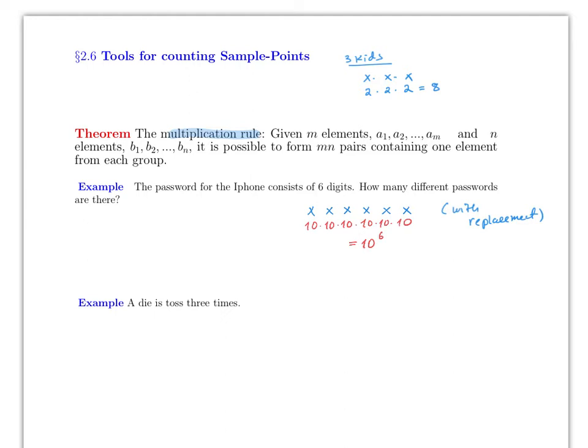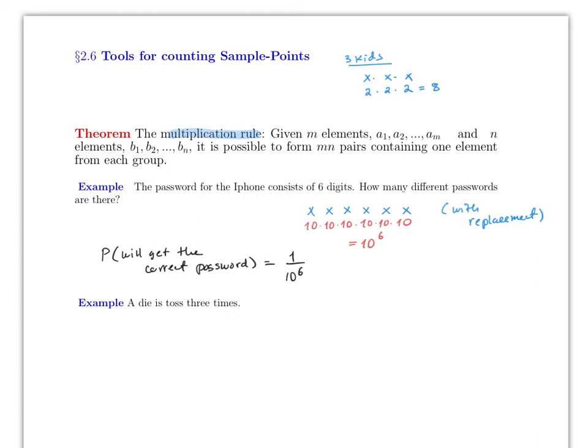So therefore the probability that you will get the correct password on the first try will be 1 over 10 to the 6. Now, if you cannot use the same number again, meaning you cannot repeat it, then it's called without replacement. Like, let's say that once you use the number 4, you cannot use it again. Then the next one will be 9, then 8, 7, and so forth. And we'll do an example of that in a little bit.